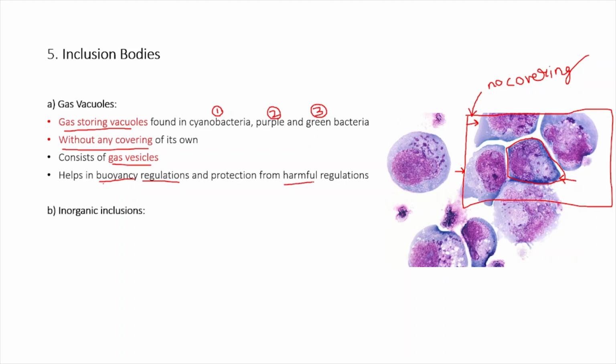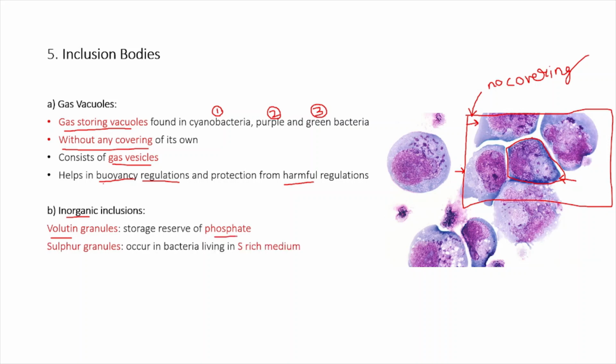The next component that can be regarded as inclusion bodies are inorganic inclusions. Inorganic inclusions are those which contain inorganic substances within the bacterial cell. They are of two types. Number one, volutin granules, which are reserves of phosphates, and number two, sulfur granules, which occur in bacteria living in a sulfur rich medium. They are reserves of sulfur present in bacteria. Why? Because phosphates and sulfates are necessary for bacteria to get energy.